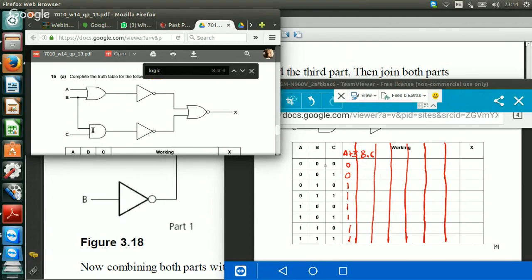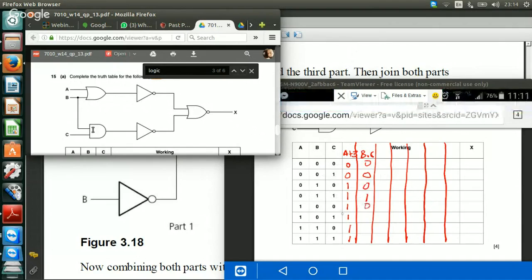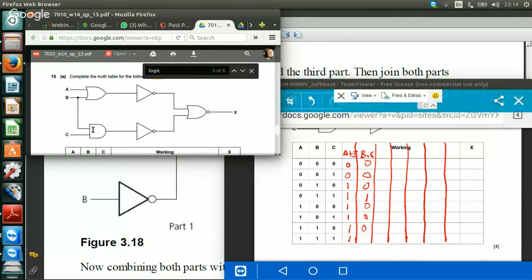Now for B dot C, we follow the AND gate. In an AND gate, what happens? Only if all of the inputs are 1 do we get the answer 1. 0, 0 becomes 0. 0, 1 becomes 0, because 0 multiplied with 1 is 0. This becomes 0 again. This one is 1, because 1 and 1 is 1. 0, 0, 0, and this becomes 1. So this is the answer of the second gate.